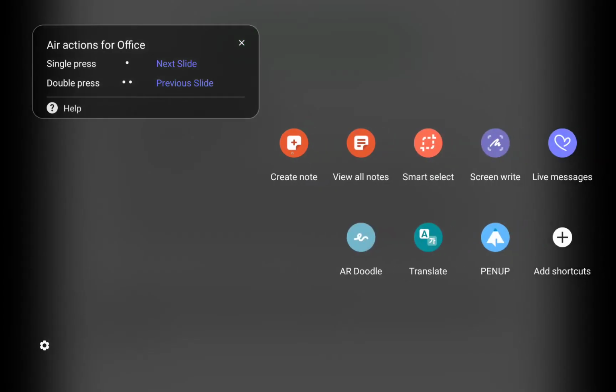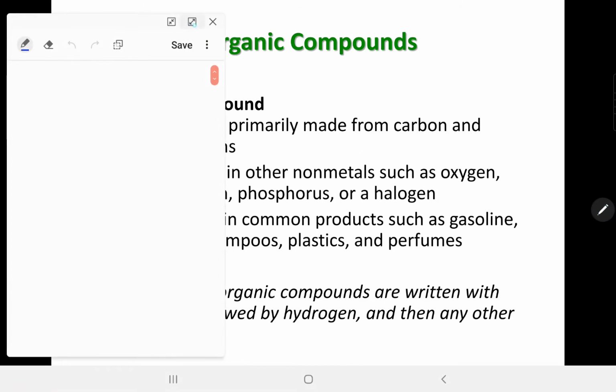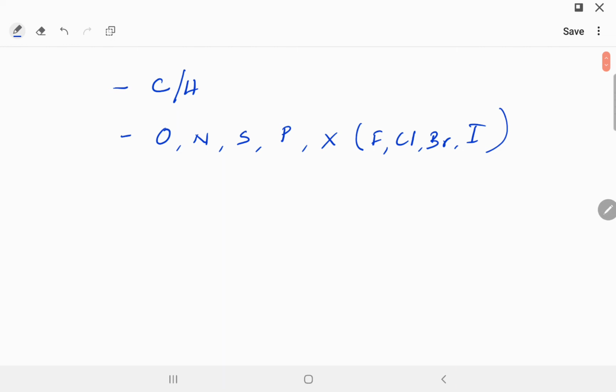Okay, so basically we just learned that organic compounds primarily contain atoms such as carbon and hydrogen, right? So they may also contain secondary atoms such as oxygen, nitrogen, sulfur, phosphorus, or halogens. Most common halogens in organic chemistry are fluorine, chlorine, bromine, and iodine. Okay, so these are the primary atoms. Okay, and are they metals or non-metals? What do you think? Carbon, hydrogen, oxygen, nitrogen, phosphorus, halogens.